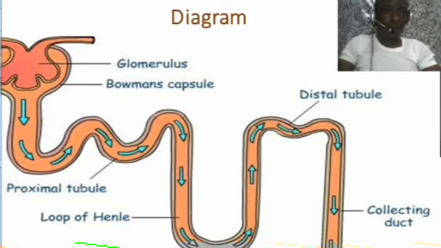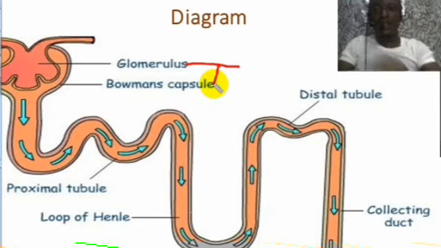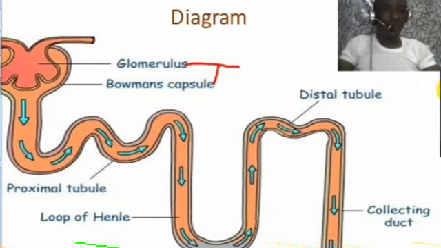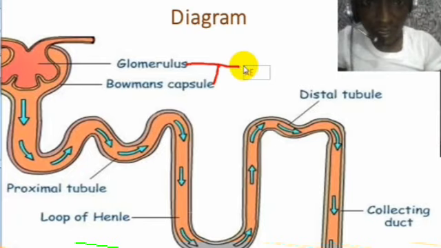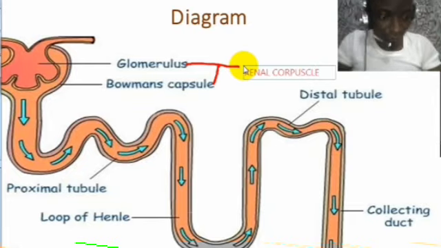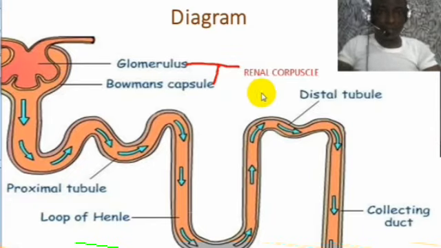So I just want to label this for the purpose of clarity. These two structures form the what? The two structures there form the renal corpuscle. And the whole of this part forms the tubular portion of the nephron.